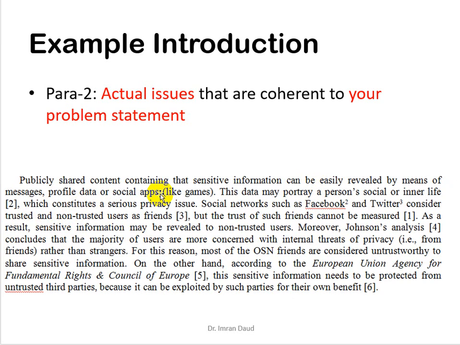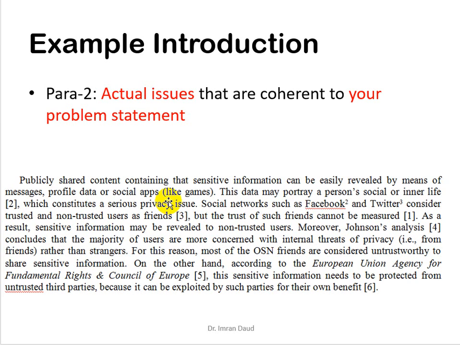Now we're talking about the issues here, because in the first paragraph we talked about how people interact with each other and publish their messages. And now we're talking about how whenever you share sensitive information, it can be revealed through the messages, even from your profile data, because we have already talked about that. For example, you have your date of birth. Date of birth is sensitive, so it can be revealed from your profile data. Moreover, from the social apps as well, like the games you play, where you give your actual information like your date of birth, your real name, and more information, right?